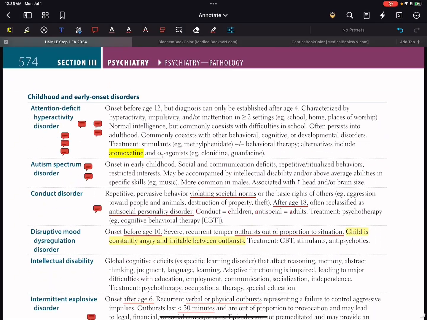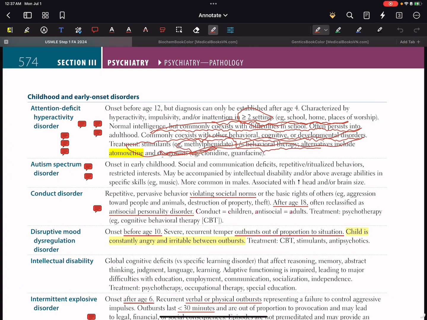Attention deficit hyperactivity disorder: onset before age 12, but diagnosis can only be established after age 4. So it starts before 12 and diagnosis after 4. Characterized by hyperactivity, impulsivity, and or inattention, in more than 2 settings, such as school. This is very important. Normal intelligence but commonly coexists with difficulties in school. Often resistant to adults, and commonly coexists with other behavioral, cognitive, or developmental disorders. Treatment: stimulants such as methylphenidate, behavioral therapy, and atomoxetine.